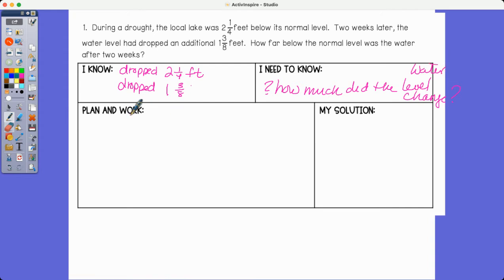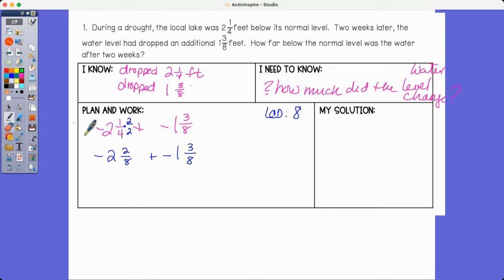Okay, so we're going to show our plan and our work. I know that dropped is a negative term, so I dropped 2¼ feet, and then I additionally dropped another 1 3/8 feet. I do not have like denominators, so the very first thing I need to do is find my LCD between 4 and 8. That is the number 8. What do I do to 4 to get to 8? I multiply by 2. So I have -2 and 2/8 plus a -1 3/8.